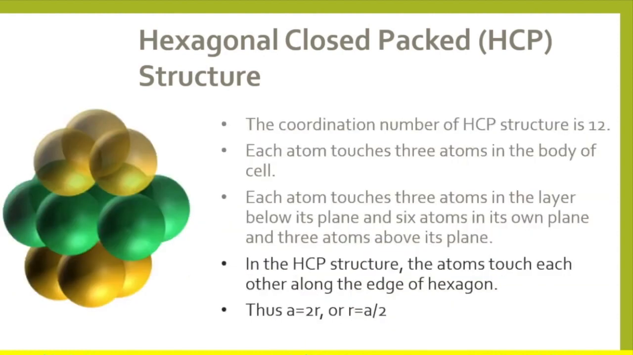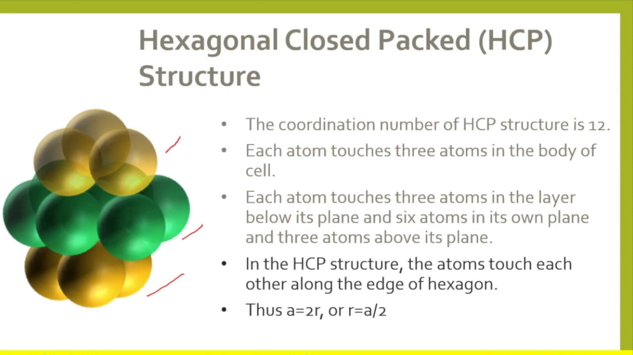Now the coordination number for the HCP structure is 12. Here each atom touches the 3 atoms in the body of the cell, and each atom touches 3 atoms in the layer below its plane, 6 atoms in its own plane, and 3 atoms above its plane. So 6 are in the one plane, 3 in the bottom plane, 3 in the above plane. So the total number will be 12. So that is why the HCP has the coordination number 12.